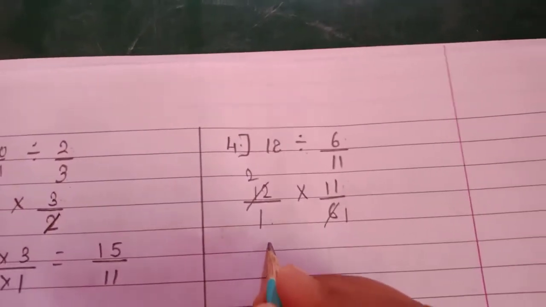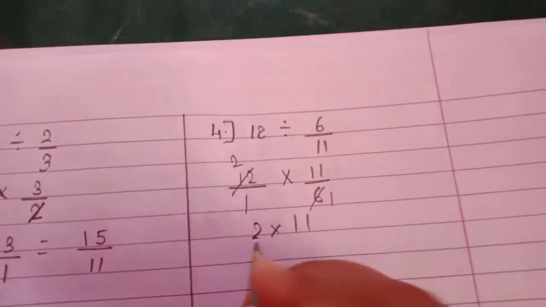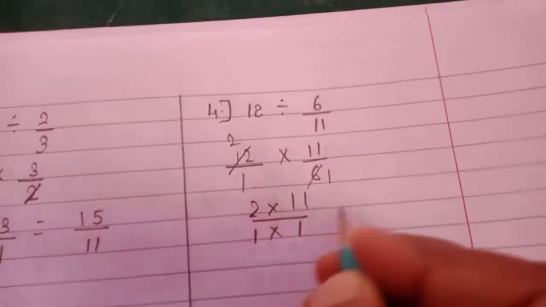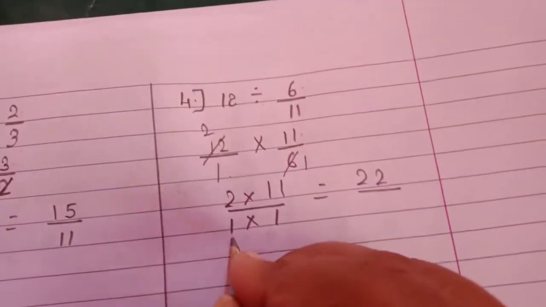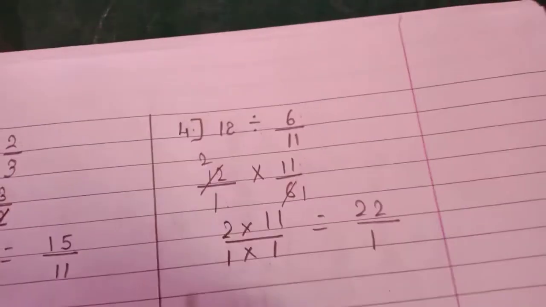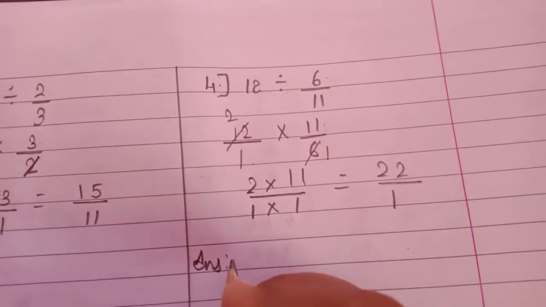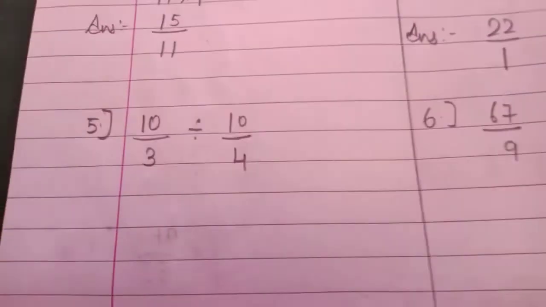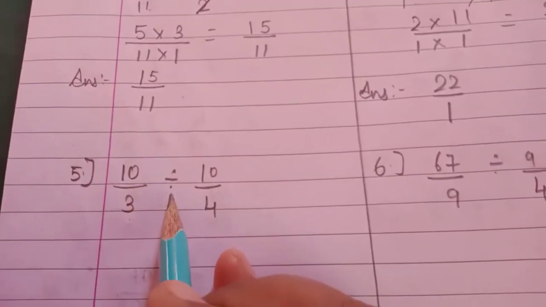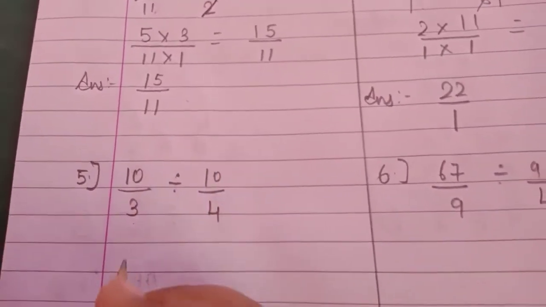So now we will multiply. 2 multiply by 11 upon 1 multiply by 1. So 2 11s are 22 upon 1 1s are 1. So our answer is 22 upon 1.